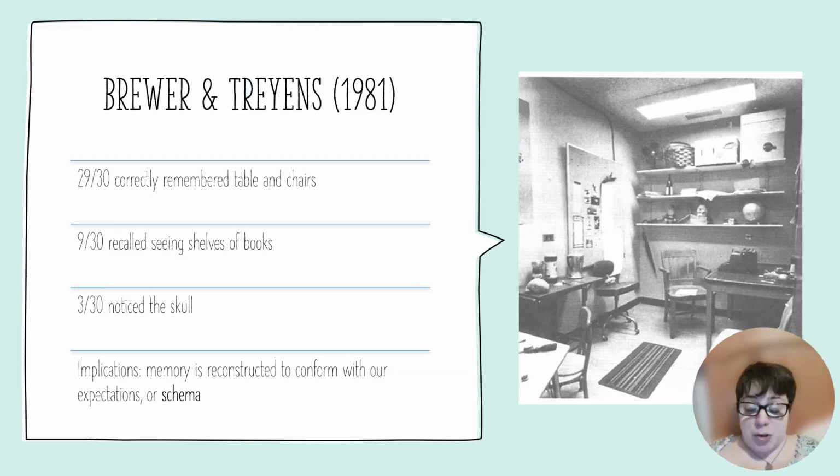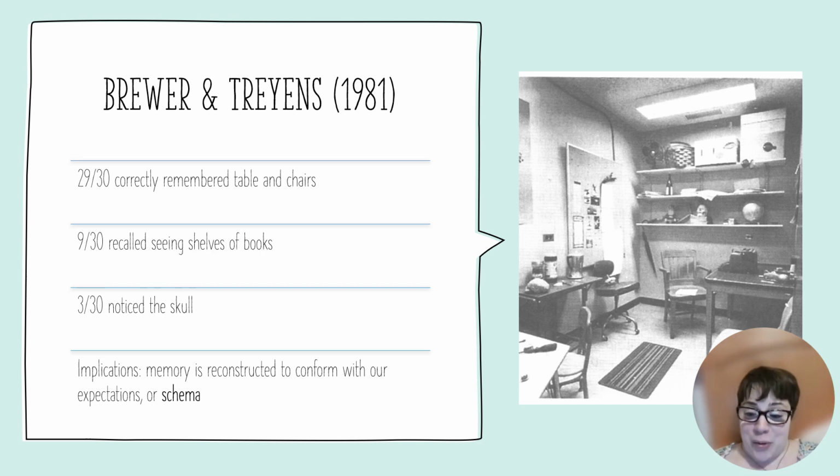And what Brewer and Treyens discovered is that the lists of objects and the drawings of the office were basically determined by whether or not the objects found in the office were typical of most people's schemas for an office. So, for example, 29 out of 30 participants correctly remembered that there was a table and chairs, right? Which makes sense because almost every office we've ever seen has had a table and a chair or some kind of workspace.